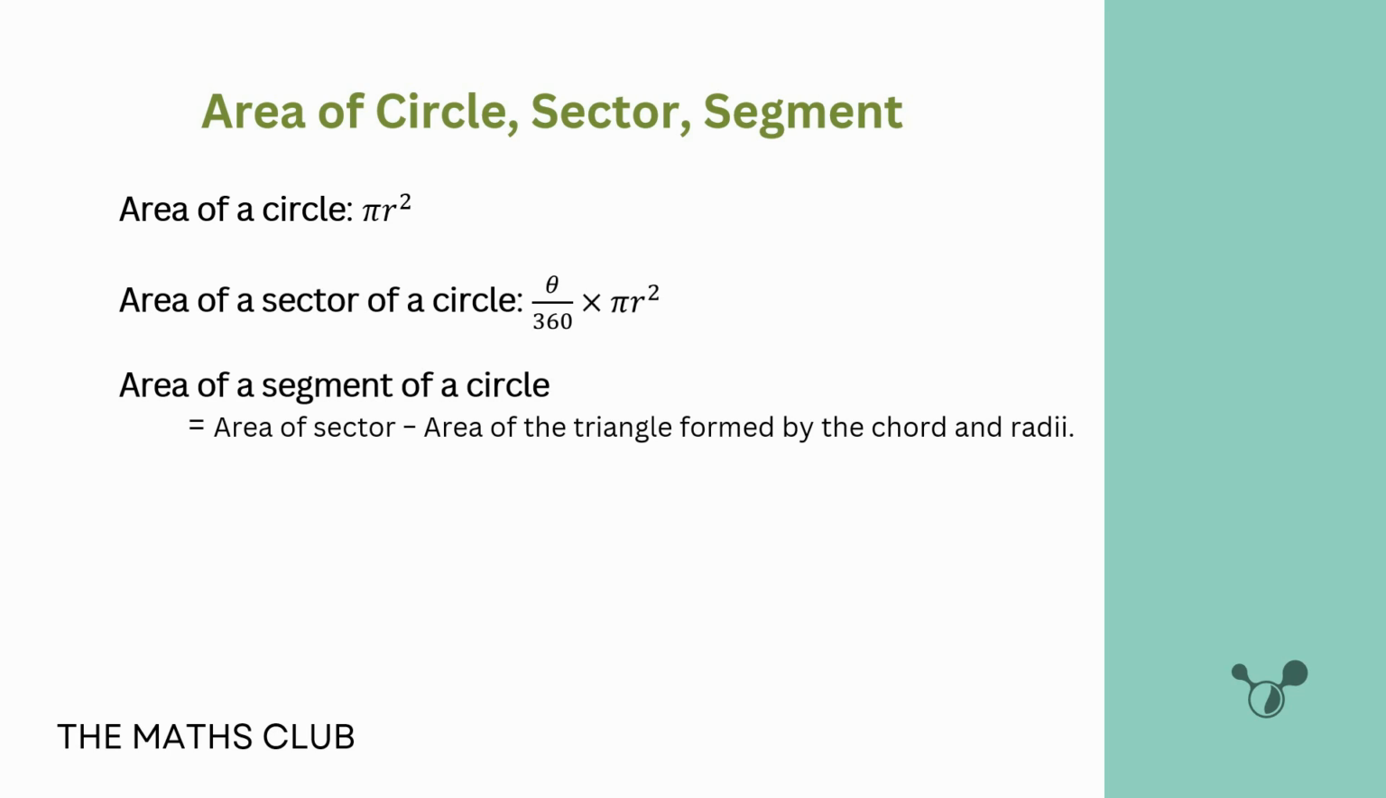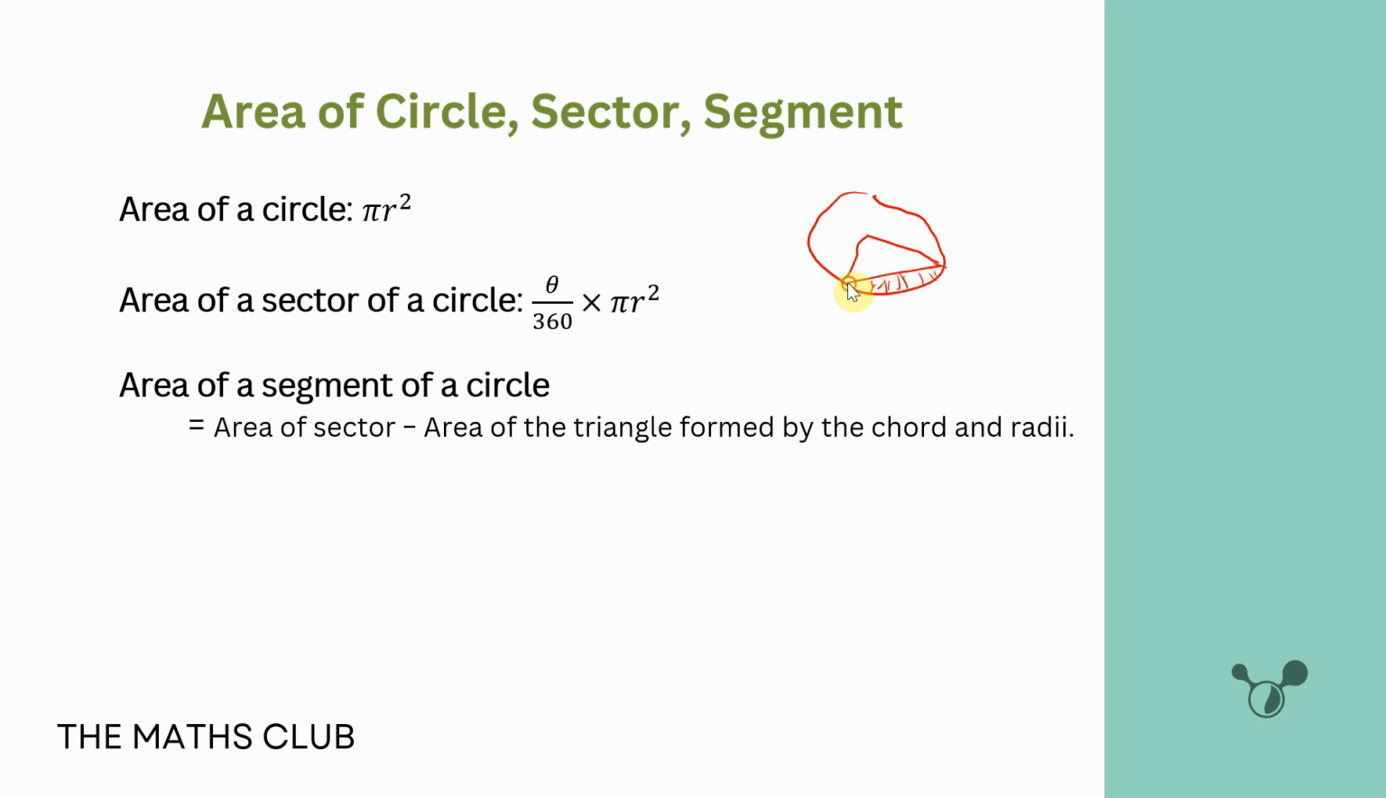So the area of the segment of a circle is the area of the sector minus the area of the triangle formed by the chord and the two radii. What do they mean? If this is a circle and we have this chord, if I draw this small place here, this place is my segment. I want to find the area of this segment here.